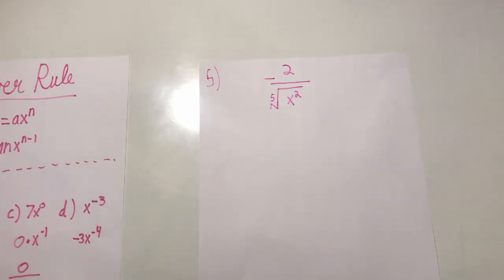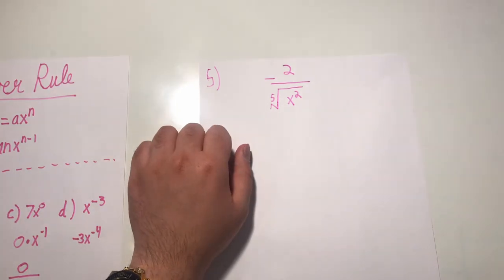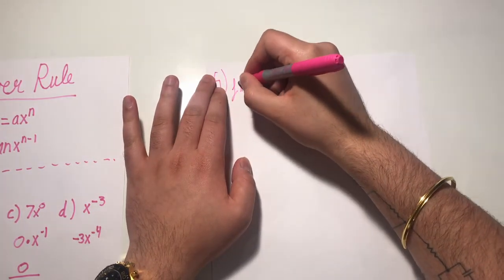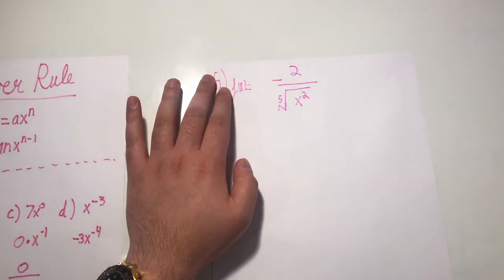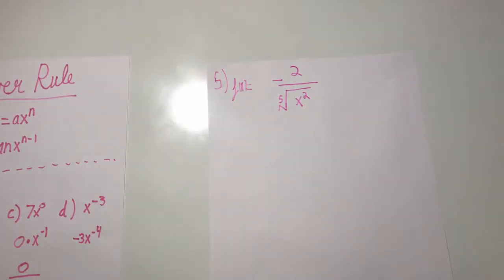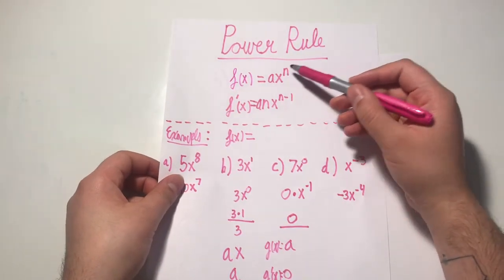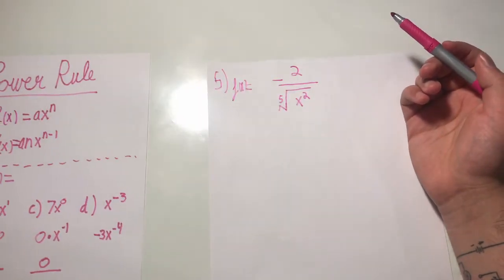I feel like at this point, you should have a good grasp of the power rule after those examples. I just want to go over converting something like this. Say we have some function, f of x is equal to negative 2 over the fifth root of x squared. How do we get that into our power rule form, right? A, some number, times x raised to some exponent.